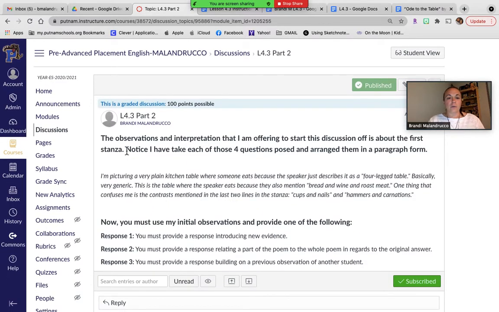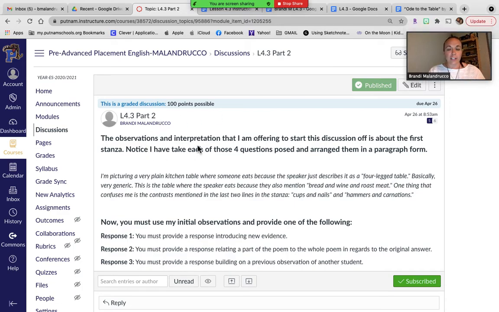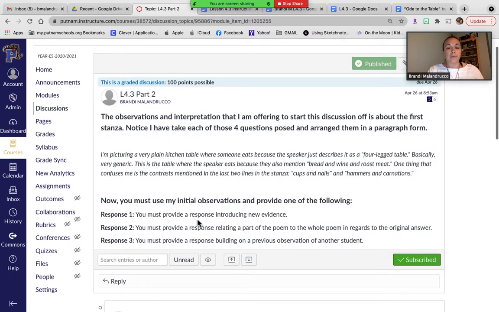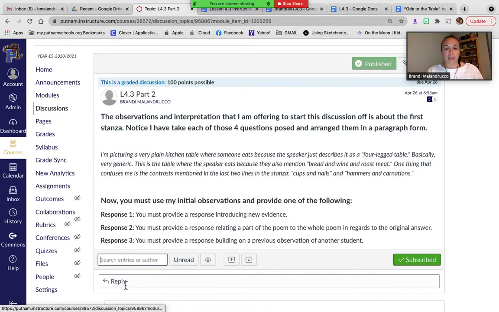Okay, so in this discussion, notice that the observations and interpretations that I'm offering to start this discussion off are about the first stanza. I have taken each of those four questions posed and arranged them in paragraph form. So you must use my initial observation that you see here and provide one of the following responses. If you choose three, that means you're going to have to do two responses. You have to originally provide new, build on my response from a previous observation from me, and then build on another student's as well. And remember, don't put your stuff in here. You actually want to click on the reply button.